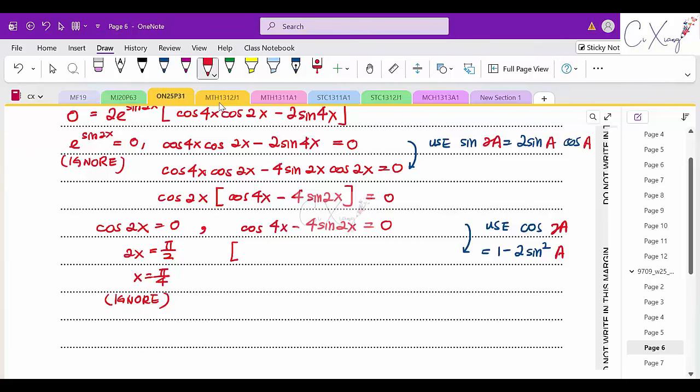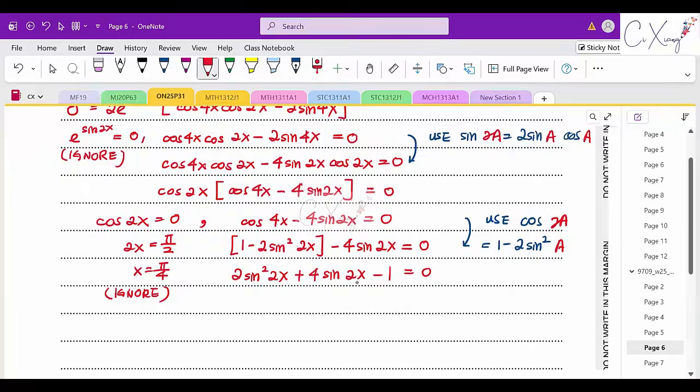Cos 4x, I can write it as 1 minus 2 sine squared 2x, then minus 4 sine 2x equals 0. I have my equation with everything in terms of sine 2x. So I rephrase it again. If I rephrase it, this is what I get. I get a quadratic form equation in terms of sine 2x. I hope that you see it.